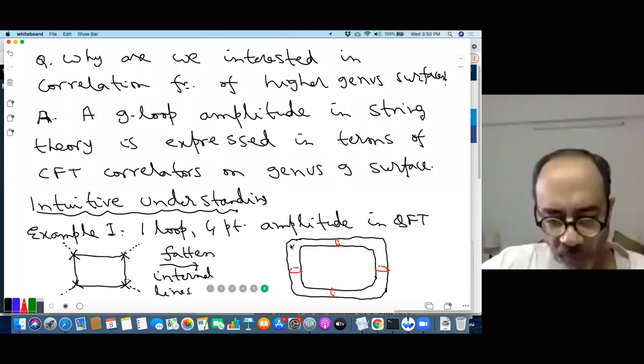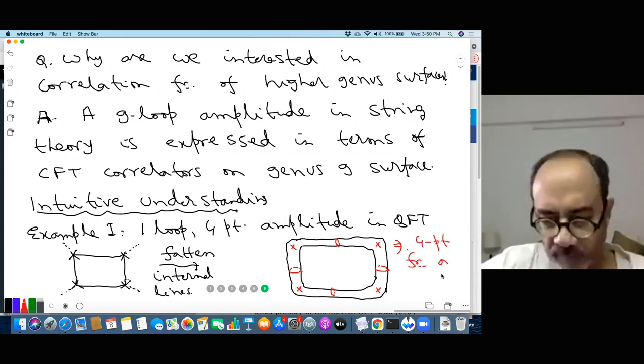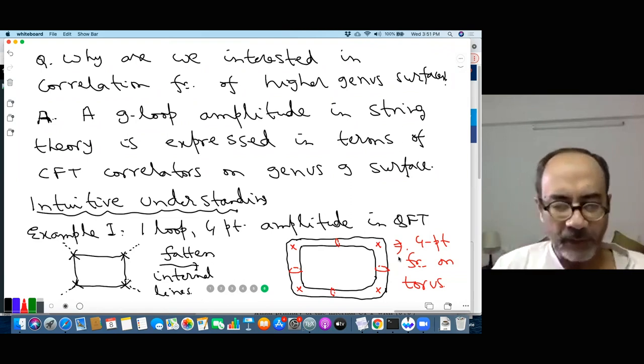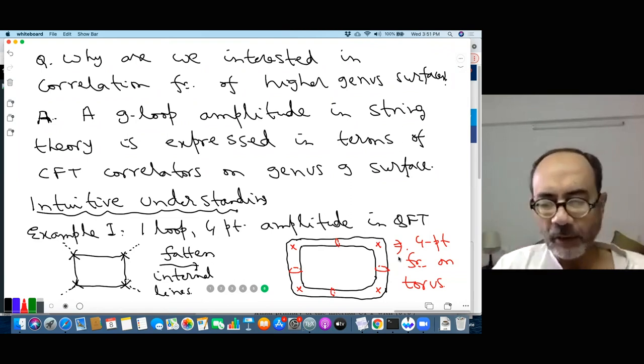And you have these 4 points where the external lines join. So you see that this is already a genus one, that totals 4 points, it looks like a 4-point correlation function on a torus. So this looks like a four-point function on a torus. But we are going to eventually translate this into a precise expression. Right now I'm just giving the intuition. That's why we expect the one loop amplitude to be related to genus one correlation function.